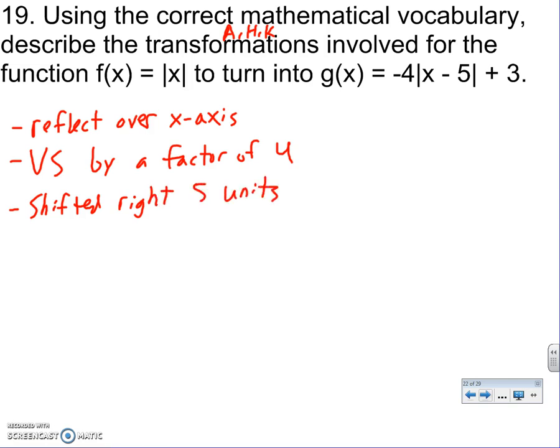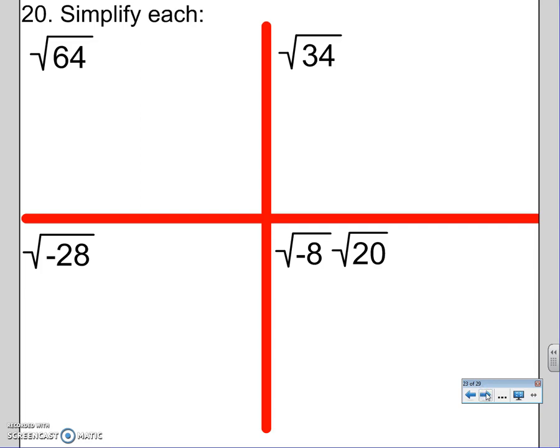That k, that +3, that's up. So it's going to be shifted up 3 units. That's it. We talk about a, flipping and stretching. We talk about h, right 5. We talk about k, up 3. That's it. Make sure you use the correct vocabulary. Reflect over x. Never reflect over y. And then vertical compressed is the one that's less than 1. Vertical stretch is greater than 1. h is opposite, k is normal.